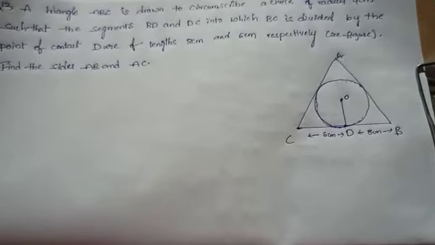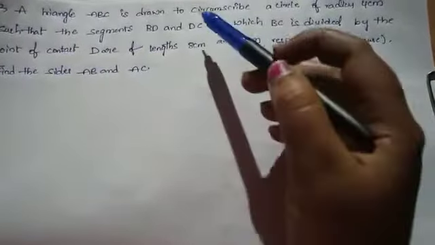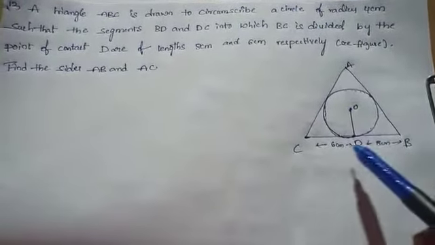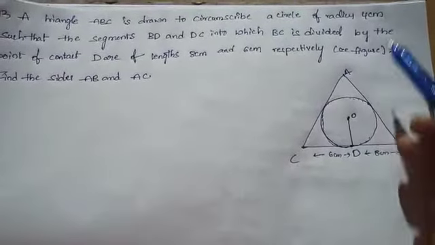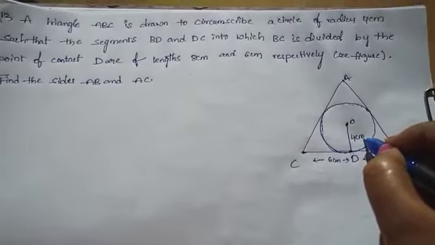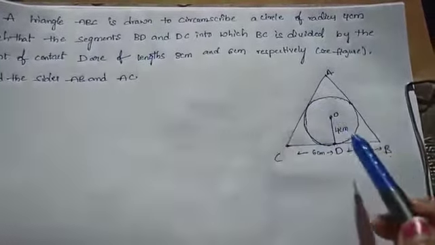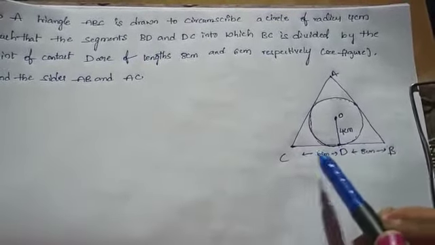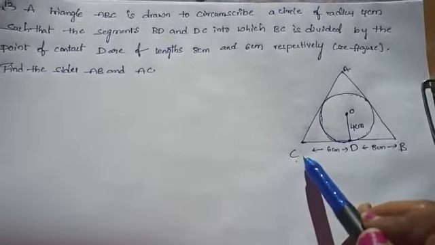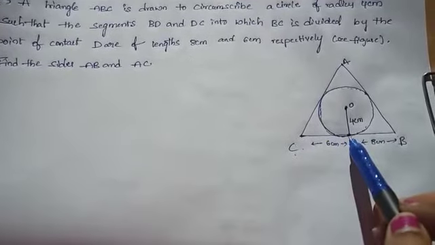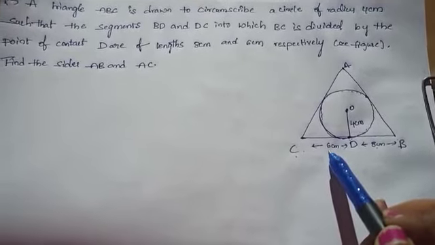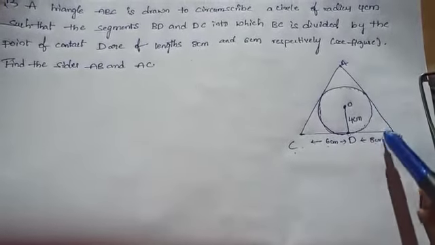Discuss 12th question in circles. A triangle ABC is drawn to circumscribe a circle of radius 4 centimeters. See this figure? Here the given radius of the circle is 4 centimeters. OD is the radius of the circle, so it is 4 centimeters. Such that the segments BD and DC into which BC is divided by the point of contact D are of length 8 centimeters and 6 centimeters respectively. Find the sides AB and AC.